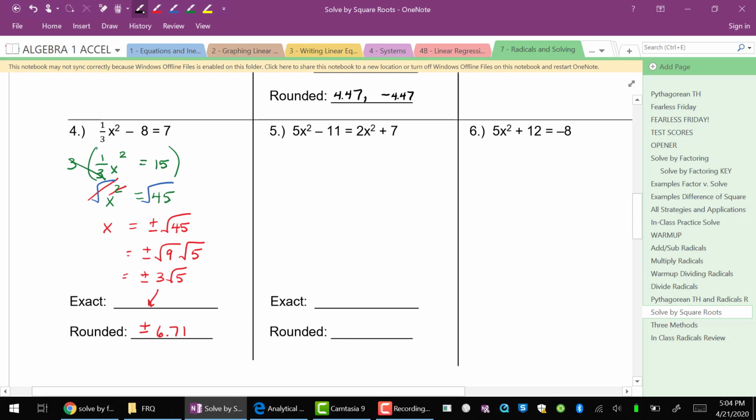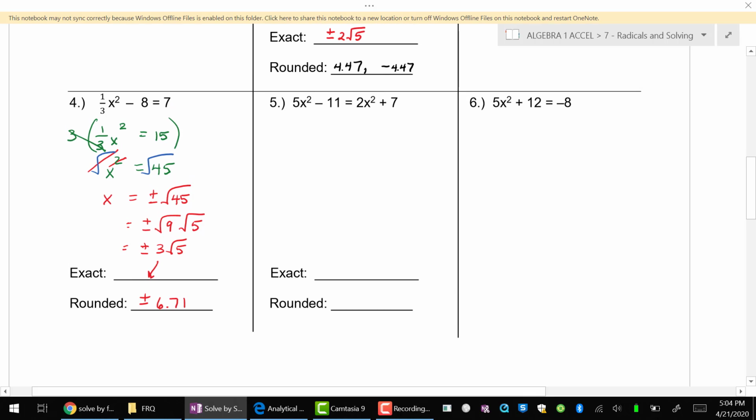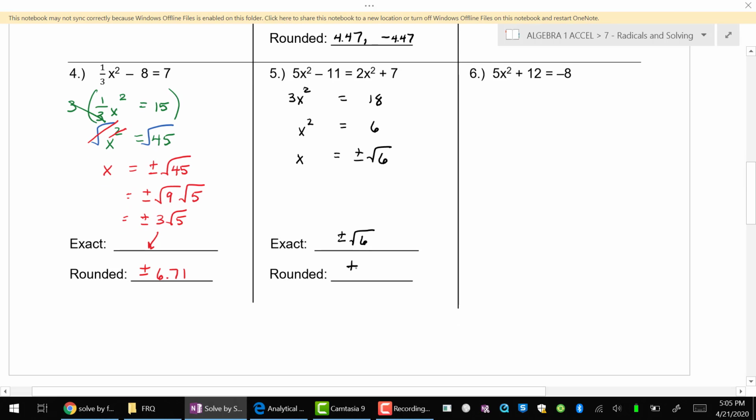Number 5, I'll do that one by myself. See if you can follow along with the steps that I'm doing here. X squared terms on the left. Isolate the x squared, square root both sides, and don't forget your plus or minus at the end.